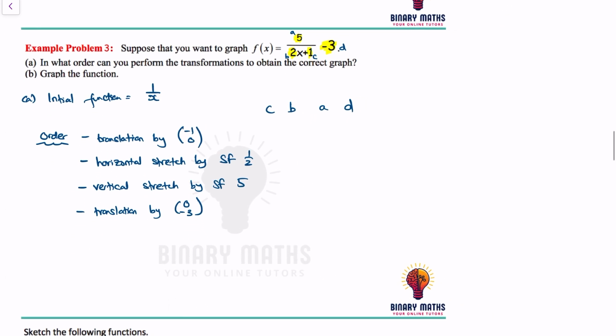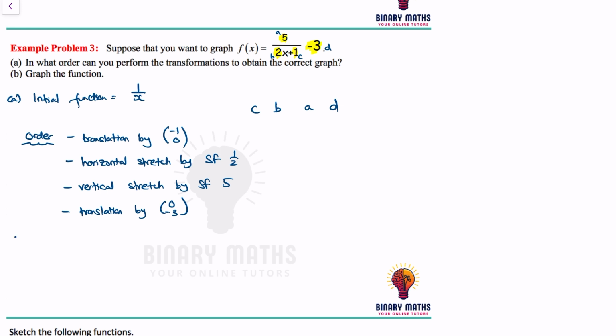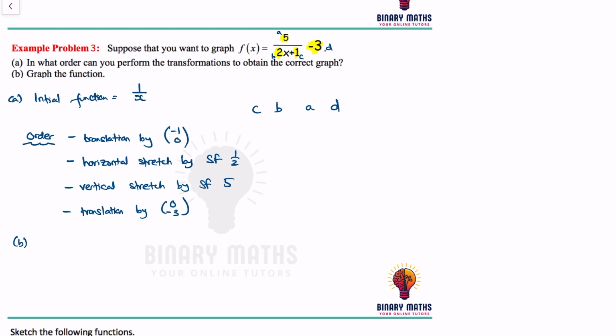So that's part A. Part B says graph the function. If I'm graphing the function, I'm going to do it in mini graphs step by step. So the initial function is 1 over x, so that's what I will start drawing. 1 over x is a reciprocal function, like so. So this is x and this is y. And if I were to label the asymptotes, which is the key feature of a reciprocal graph, that is x equals 0 and y equals 0.